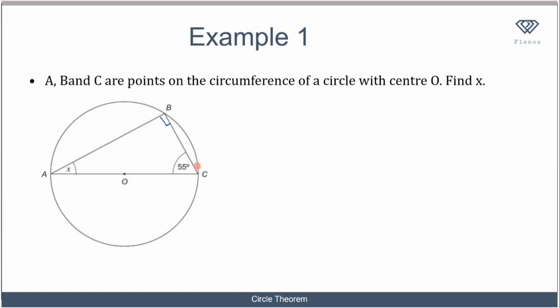And we know that the sum of angles in a triangle is 180 degrees. So we know that my angle x plus my angle here, which is 90 degrees, plus 55 degrees is equal to 180 degrees. So x plus 90 plus 55, which becomes 145, is equal to 180 degrees. So x becomes 180 minus 145 degrees, and that becomes what? 35 degrees. So the value of angle x is 35 degrees.